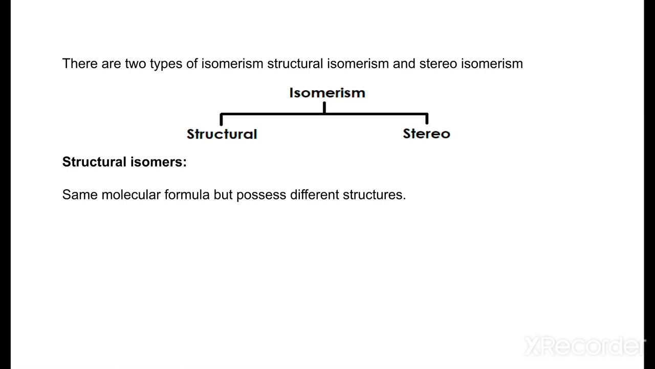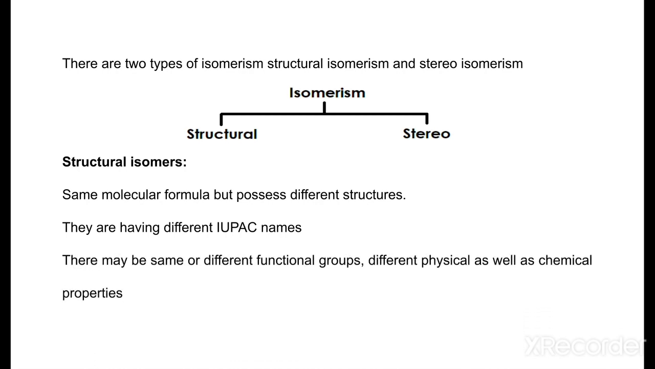It is defined as molecules having identical molecular formulas but differing in the order in which the individual atoms are connected. Okay, they have different IUPAC names. There may be the same or different functional groups, and different physical as well as chemical properties. So this is all about the structural isomer. Now the best example of structural isomers are lactic acid and glyceraldehyde, which have the C3H6O3 chemical formula.